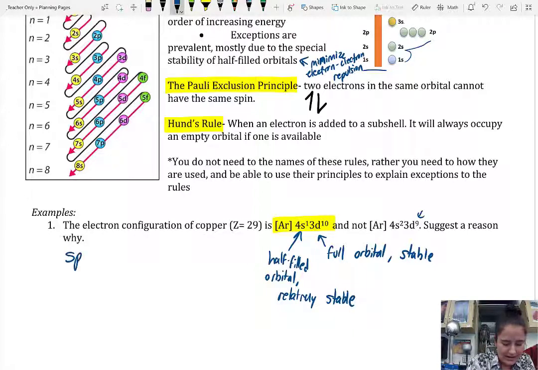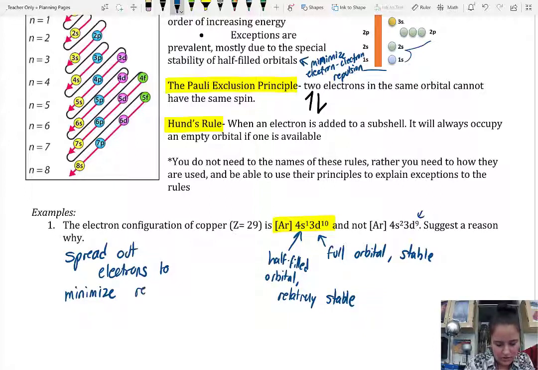Okay, spread out electrons to minimize the repulsions, okay? But why would the repulsions be less in a d orbital than they are in the s orbital?